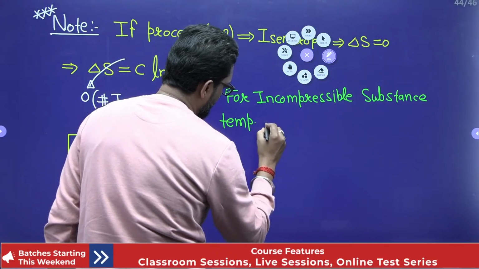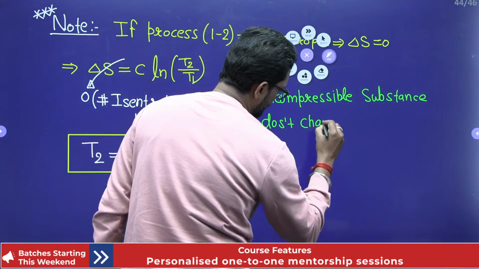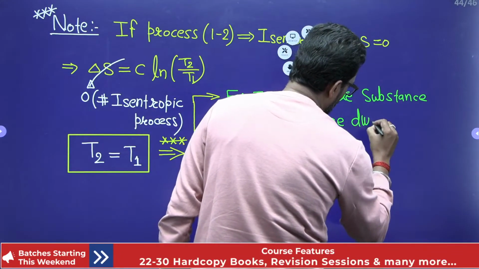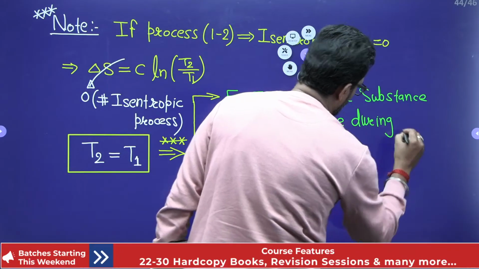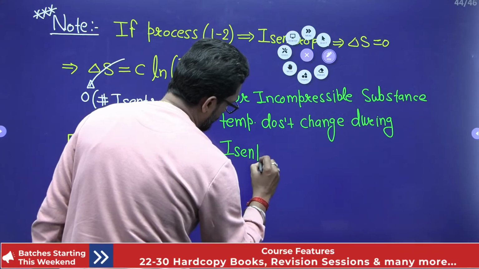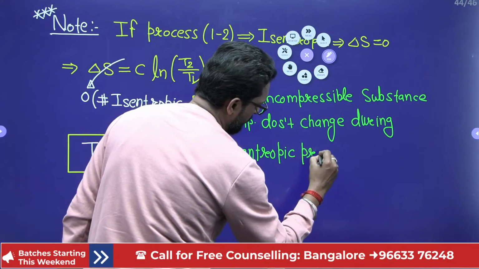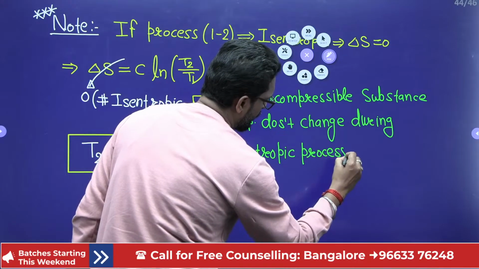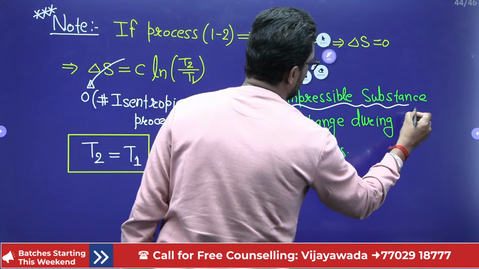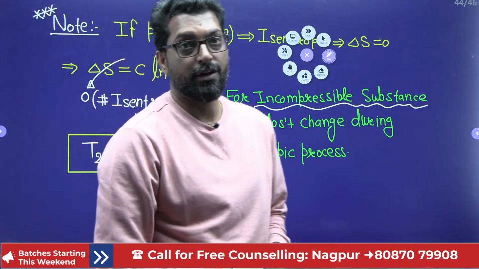Temperature doesn't change during an isentropic process. This is very important, but it is applicable only for an incompressible substance. This is very important, beta.